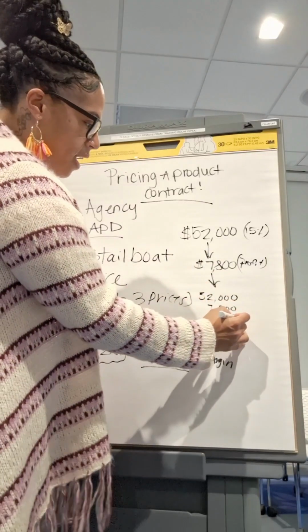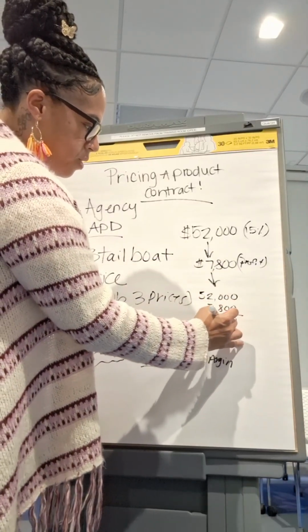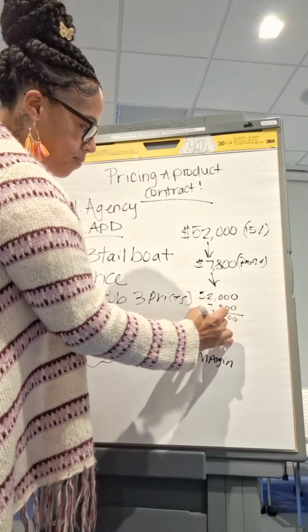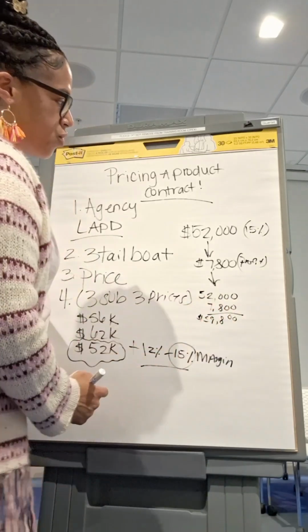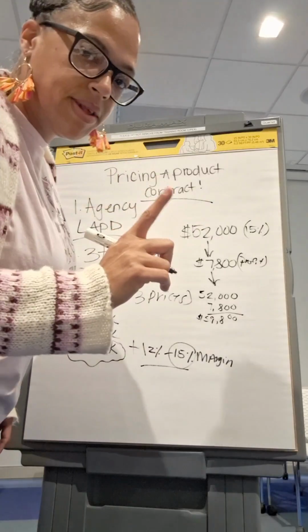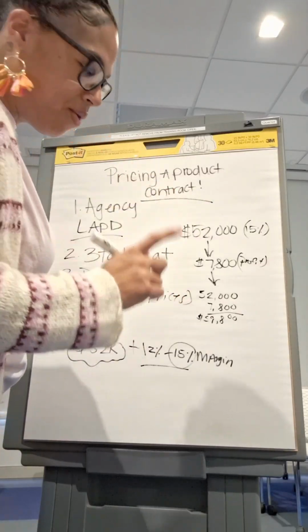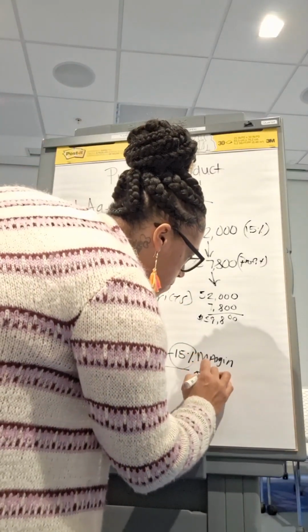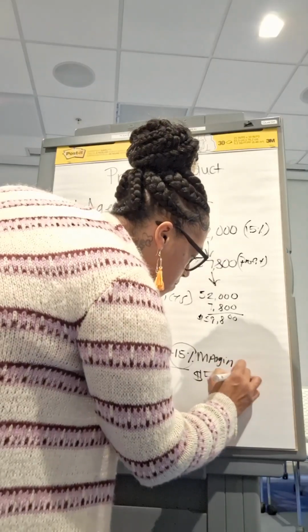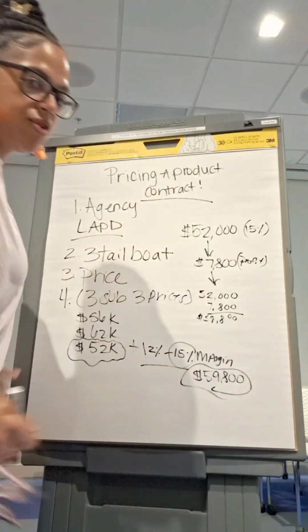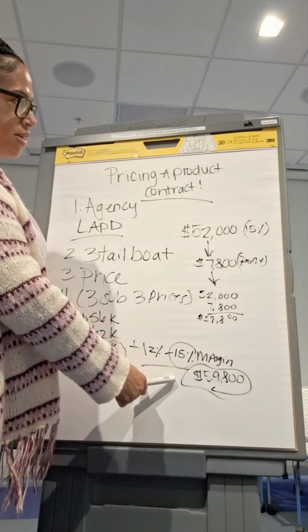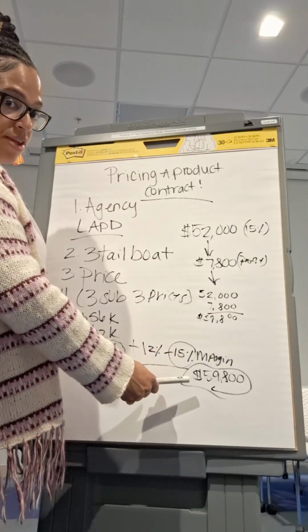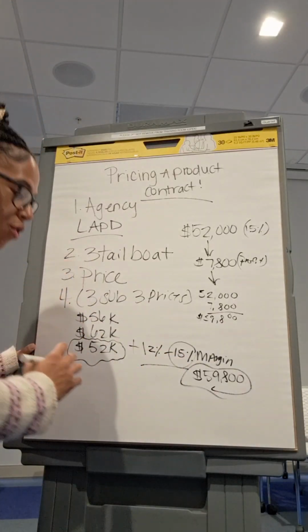You are now going to add these two together. Your total that you're going to send and submit your bid to the federal government is $59,800. In this price is your margin. This is your margin.